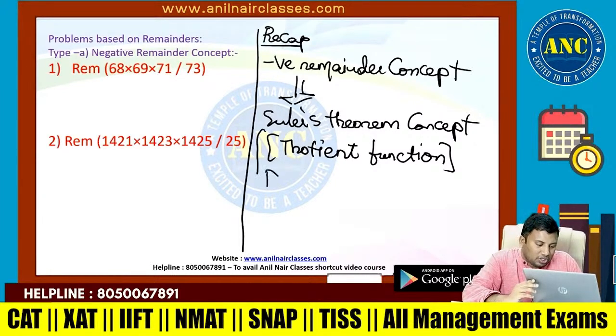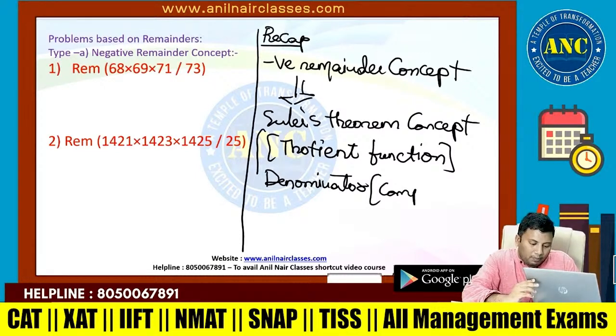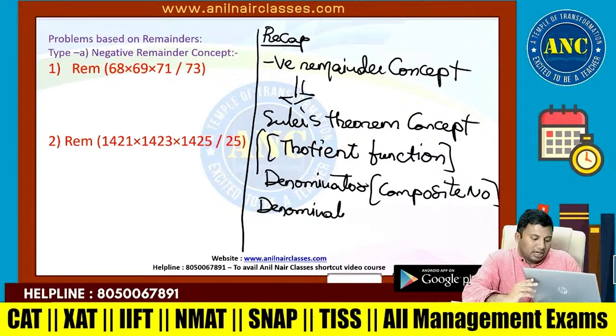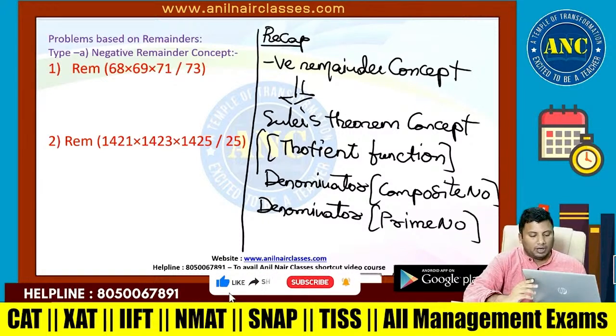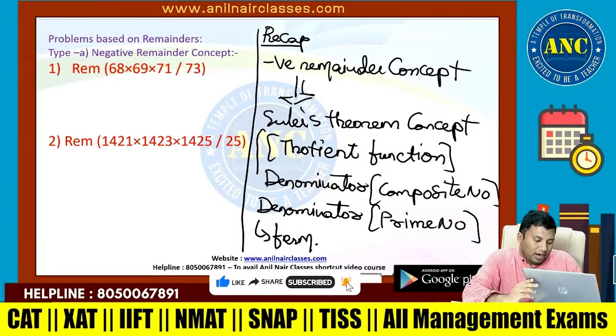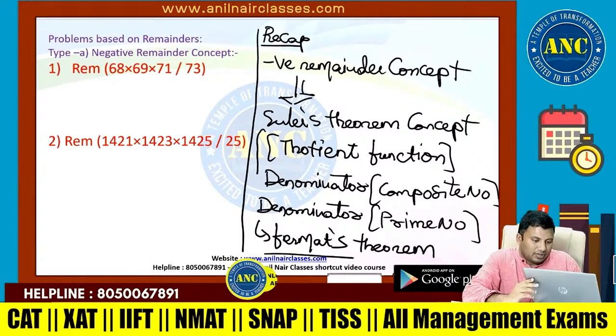Euler's theorem is used when the denominator is a composite number. Then we thought, what if the denominator is a prime number? If the denominator is a prime number, then we discussed another theorem, Fermat's theorem. These are the three concepts which we discussed.